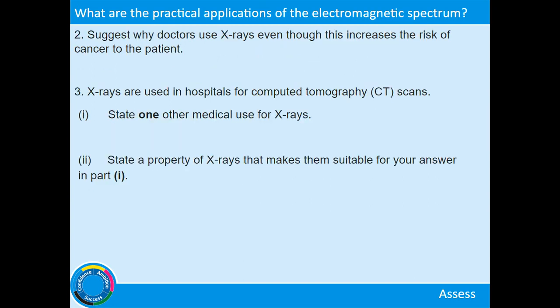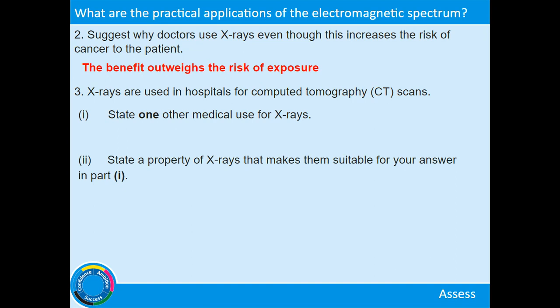And then two, suggest why doctors use x-rays even though this increases the risk of cancer to patients. Well, the very logical answer is that actually the benefit of being able to see what's happened to your bones outweighs any of the risk of exposure. So oftentimes, depending on what is being x-rayed, you'll have such a small, minute chance of getting cancer from it or mutating your cells from it, that actually being able to see what's going on in your body is far more beneficial than any chances of you getting cancer from x-rays.